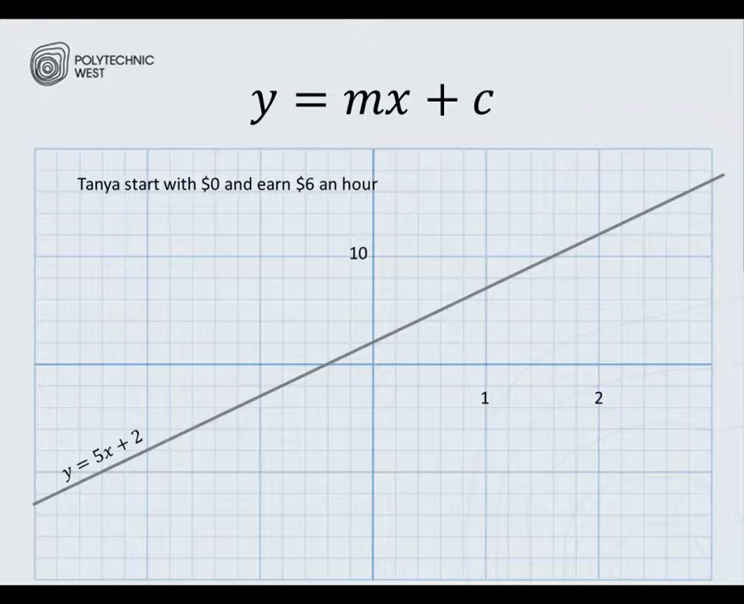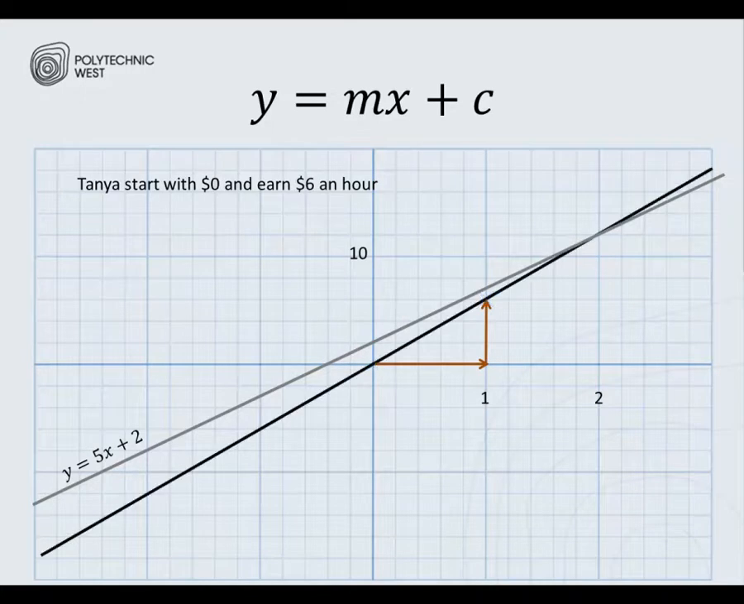Tanya starts with $0 in her pocket and she earns $6 an hour. So she starts with $0 and she earns $6 in 1 hour. So after 1 hour she's got that amount of money. It's 2 points. I'll draw a straight line.